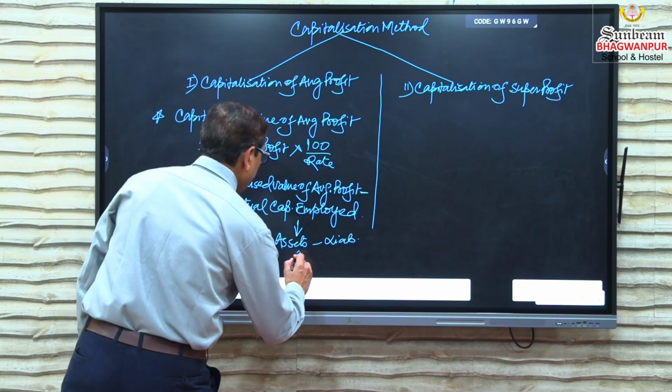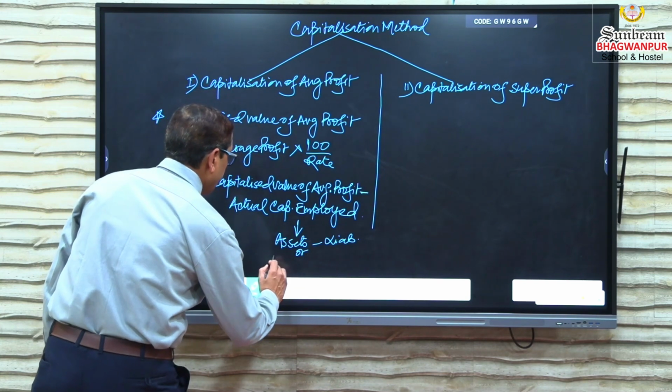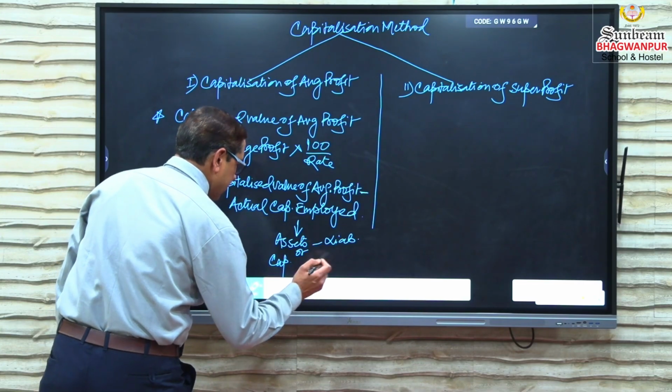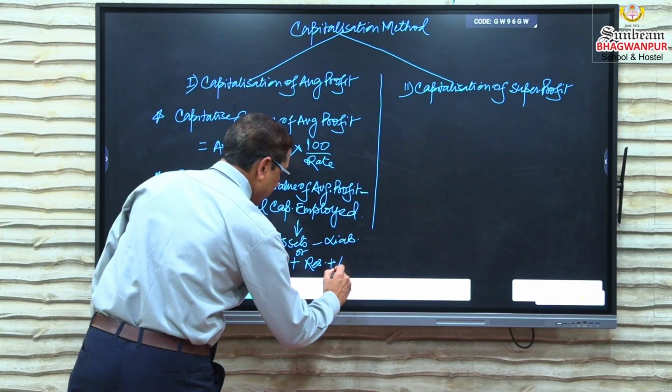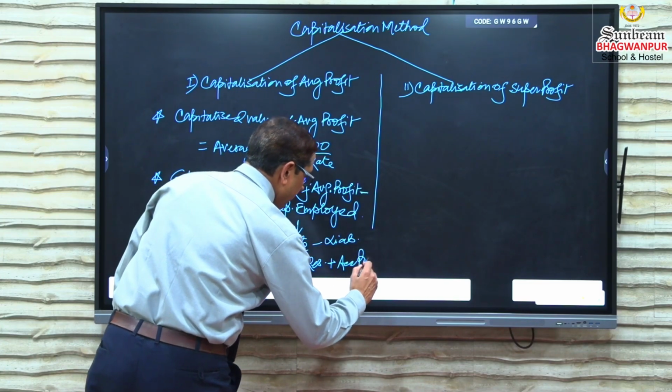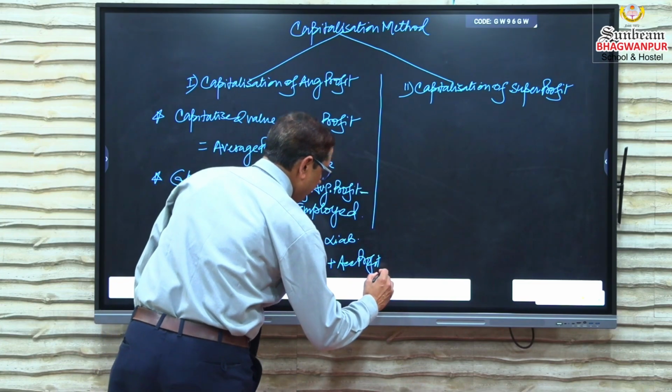Or the second way, capital balances, current balances, all reserves lying in the business plus accumulated profits.